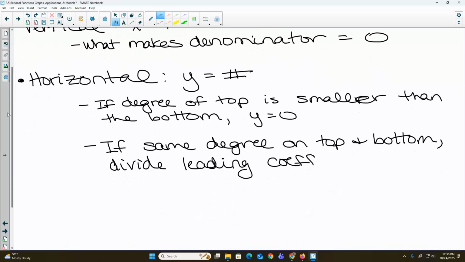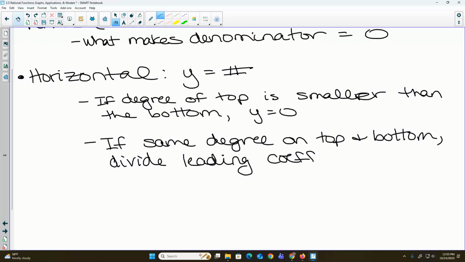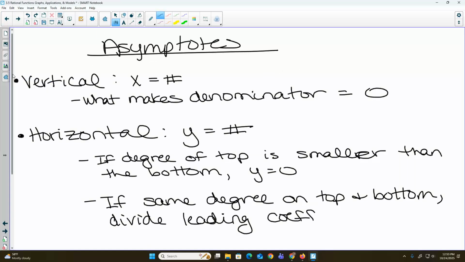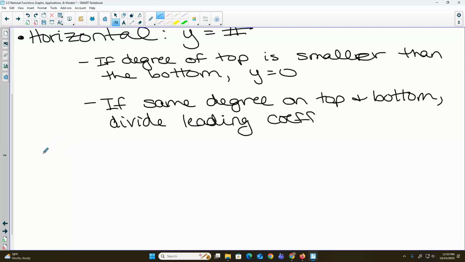All right, if the degree on top is bigger, if this were like x squared, when I go to divide them, I'm going to have an x in here, right? So is that a horizontal line anymore? No. So I can only get a horizontal if the degree on top is smaller or they're the same.